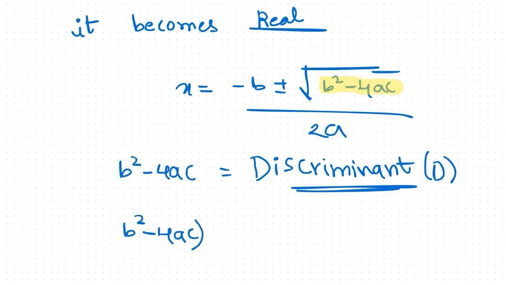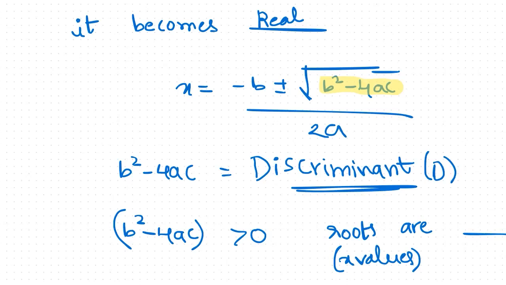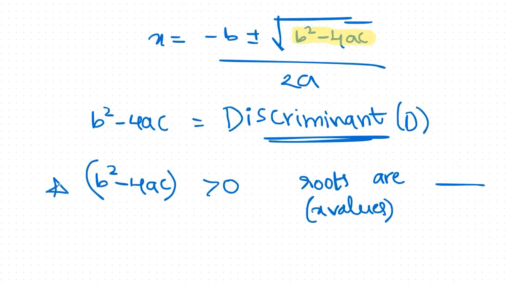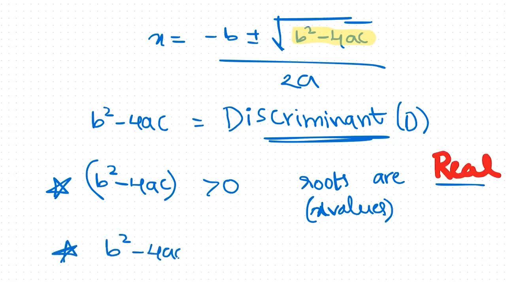So if b square minus 4ac is positive, the roots, the x values, will be real numbers. So if b square minus 4ac is greater than 0, positive means greater than 0, the roots are real. Any doubt? Similarly, if b square minus 4ac is negative, less than 0, the roots will be imaginary.